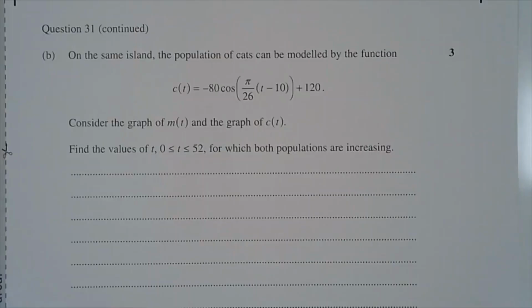Part B. On the same island, the population of cats can be modelled by the function c of t equals negative 80 cos pi over 26 (t minus 10) plus 120. Consider the graph of m of t and the graph of c of t. Find the values of t, where t is greater than or equal to 0 and less than or equal to 52, for which both populations are increasing.